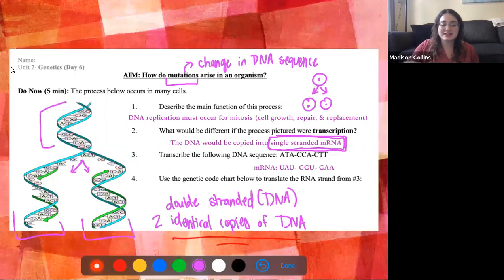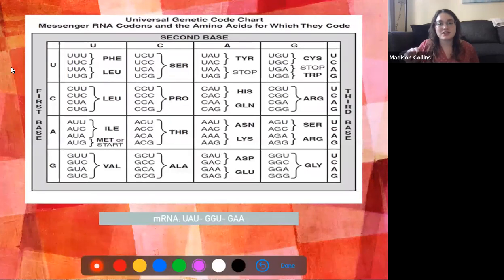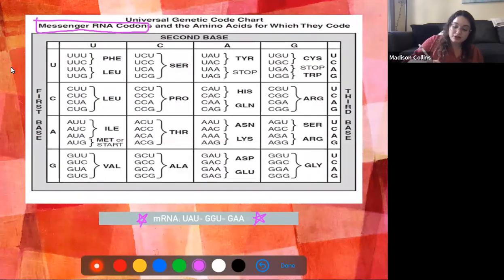I'm actually going to go to the next slide. You guys should have this chart on your paper, right? Remember, this is what we use to figure out the amino acid sequences using our mRNA codons. So I wrote down our mRNA codons right here. Now, we're going to use those codons to figure out what amino acids are coded for. So I'm going to color code each of our codons. Let's do the first one as red, second one as blue, and third one as green.